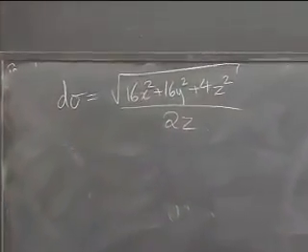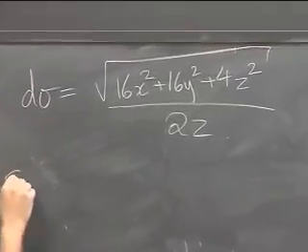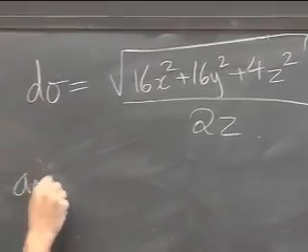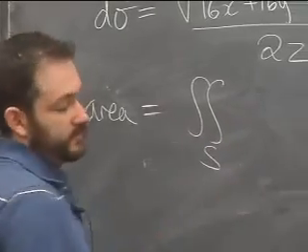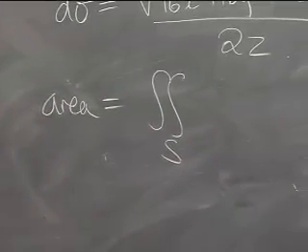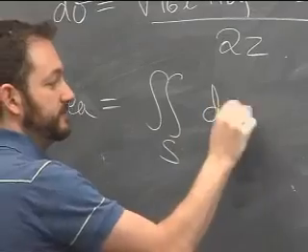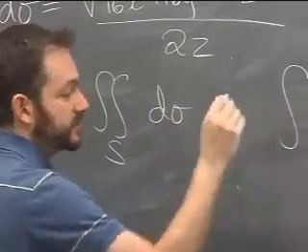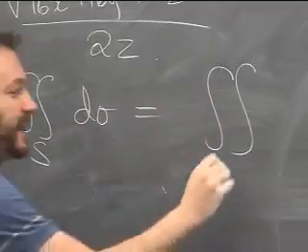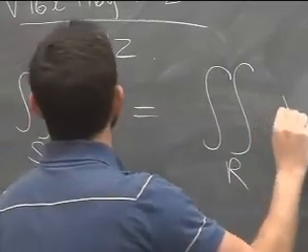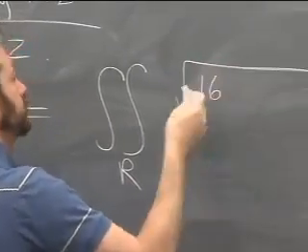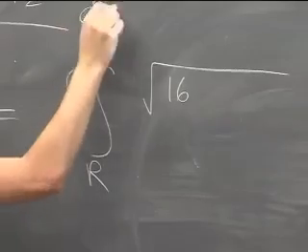Okay, so what are we trying to find? We're trying to find the surface area, which is just the double integral over our surface S, which was a weird part of an ice cream cone, d sigma. So according to this, it is the double integral over R, the shadow region, of this quantity here. I should have said this is dx dy.